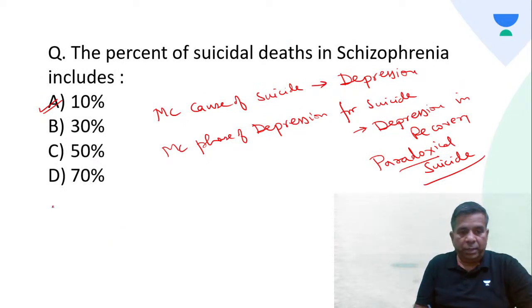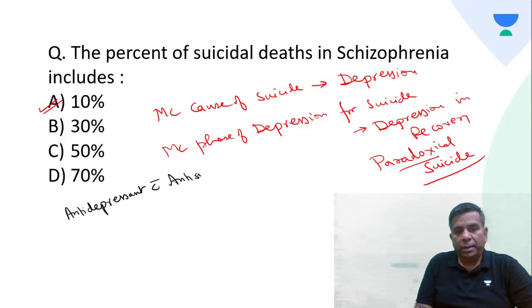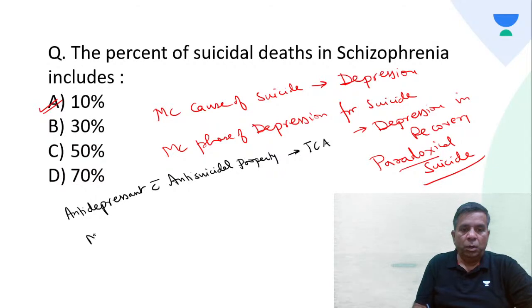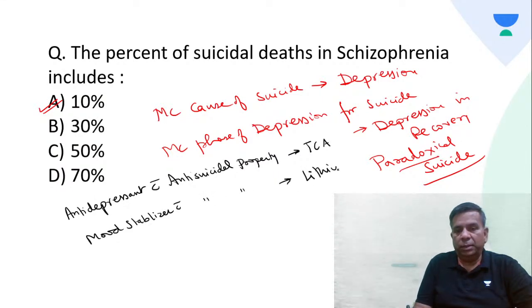Also, we must appreciate the three things that I would like to ask and tell you. The antidepressant with anti-suicidal property is the TCA. The mood stabilizer with anti-suicidal property is lithium.